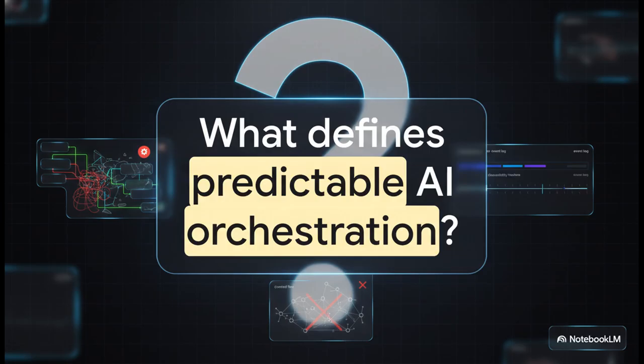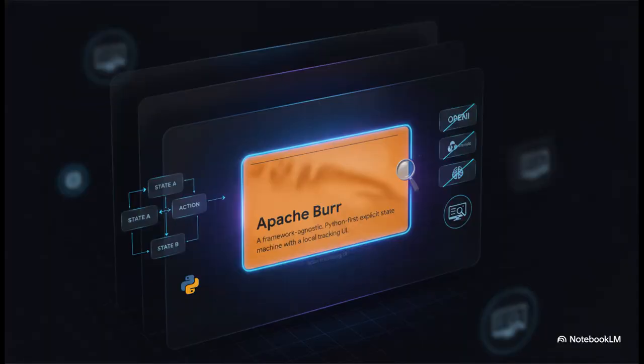When an LLM agent gets stuck in an infinite loop or hallucinates some destructive tool call, you need to know exactly why it happened. You need to know the exact state right before it failed and how to fix it without rerunning a massive, expensive pipeline. Real predictability means eliminating hidden control flows. And that brings us right to Apache Burr's core architectural identity.